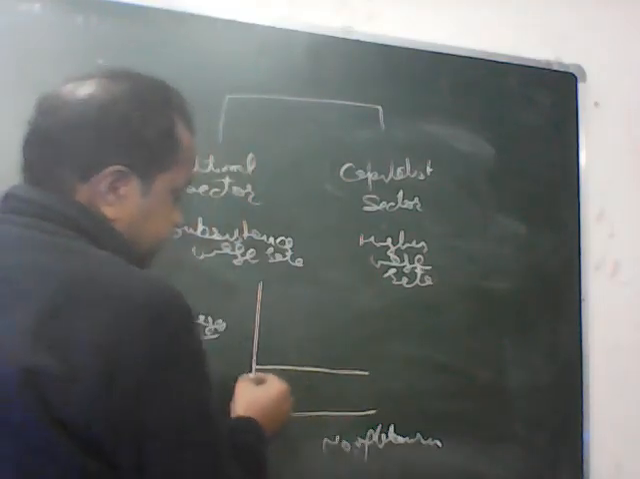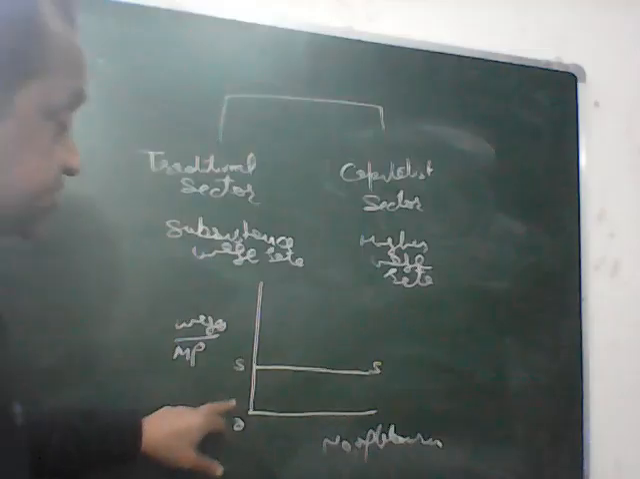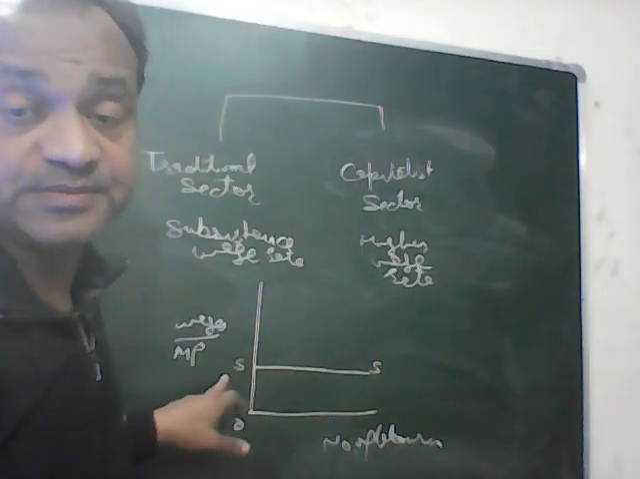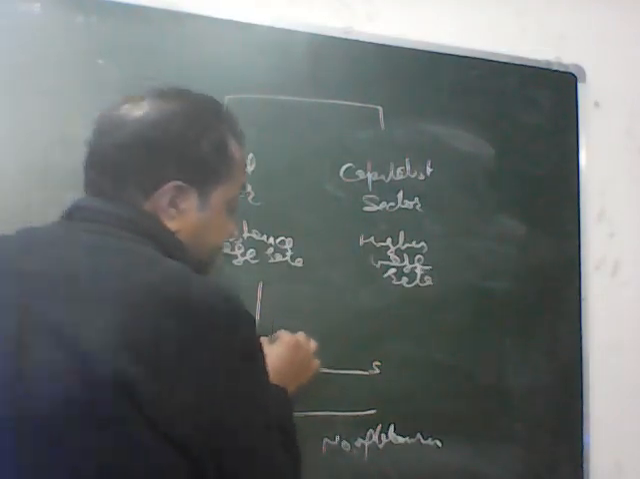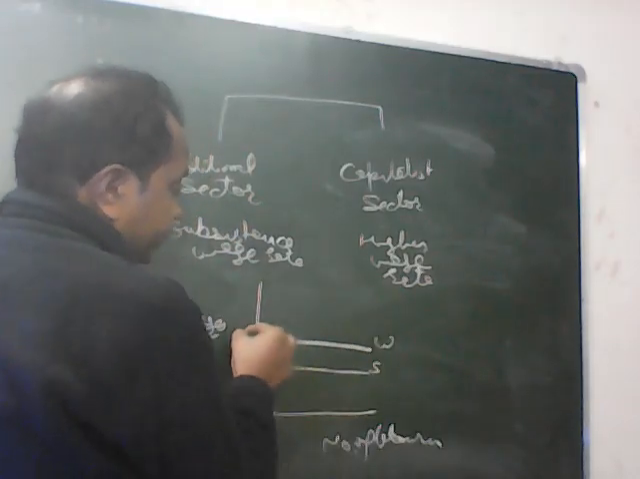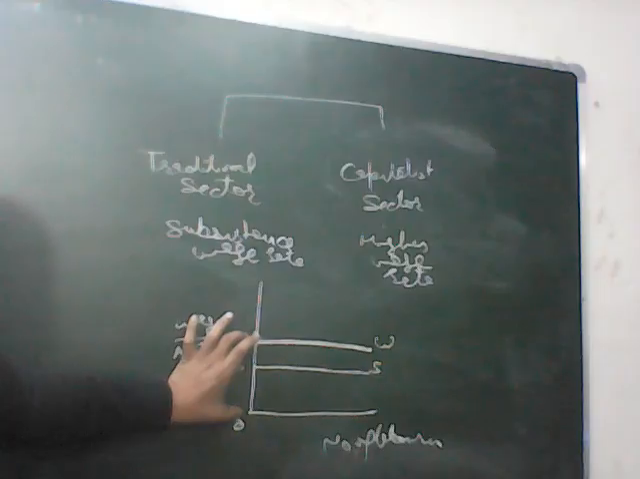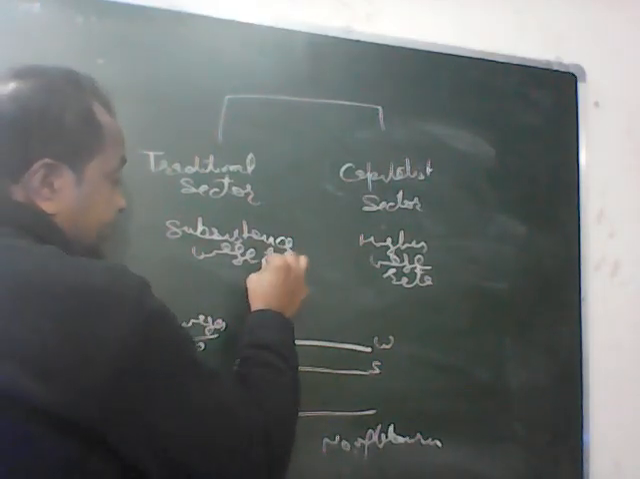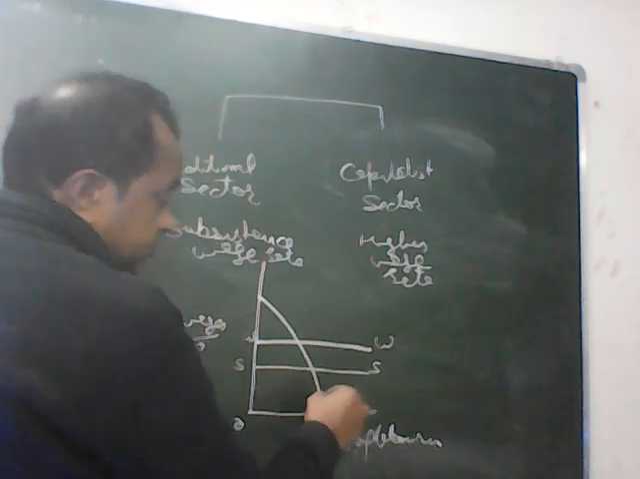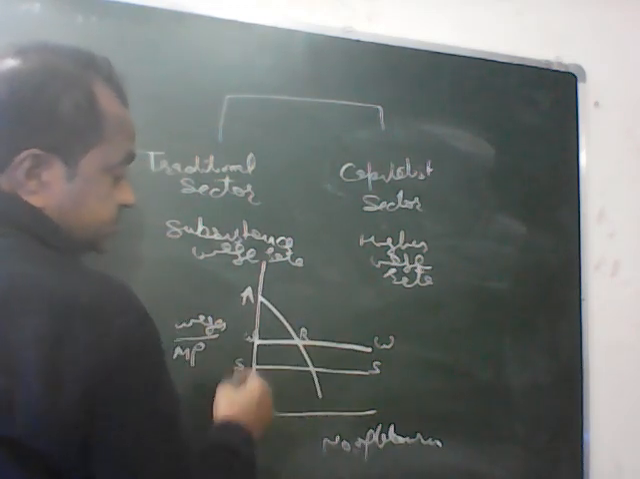That's the traditional sector, or subsistence level wage rate. OS is the subsistence level wage rate, which is a lower wage rate in the traditional sector, whereas the capitalist sector has the OW wage rate, which is a higher wage rate as compared to the traditional sector. And the marginal productivity in the capitalist sector is shown as A, B, and W.